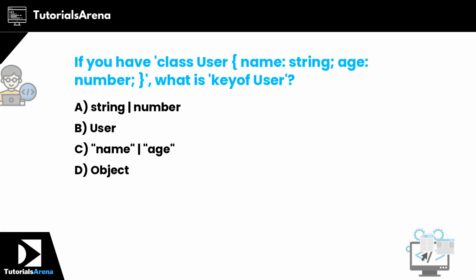If you have class User { name: string; age: number }, what is keyof User? The correct answer is option C, 'name' | 'age'.